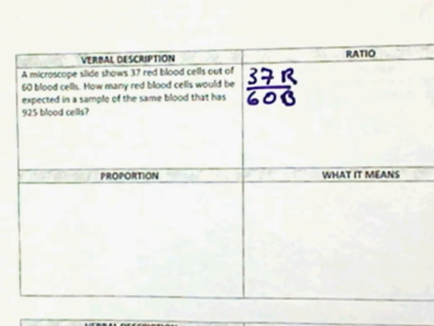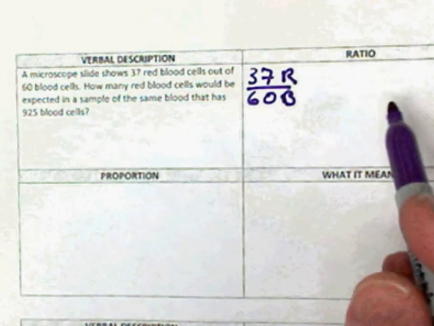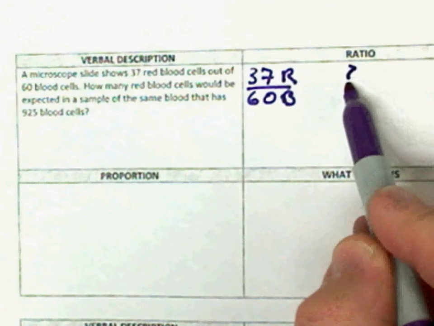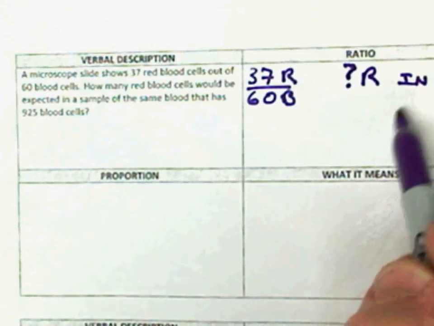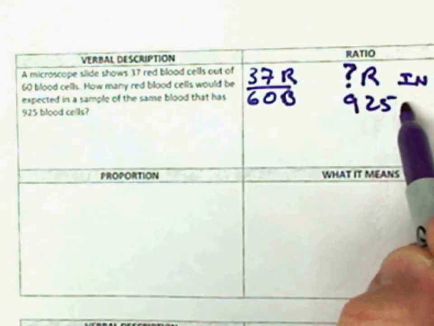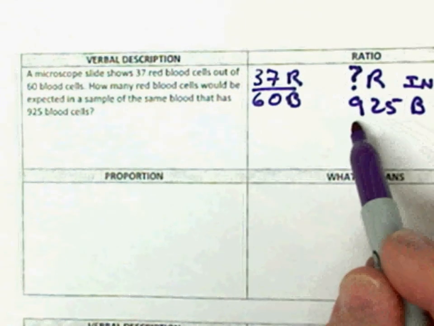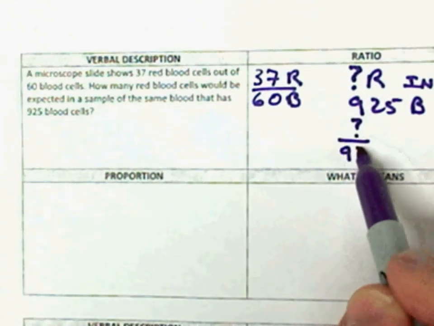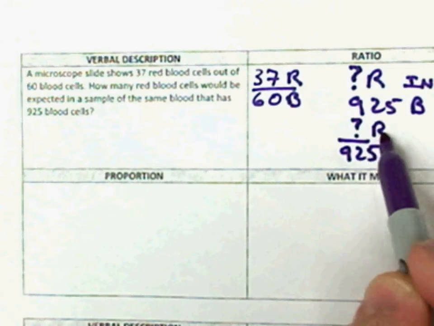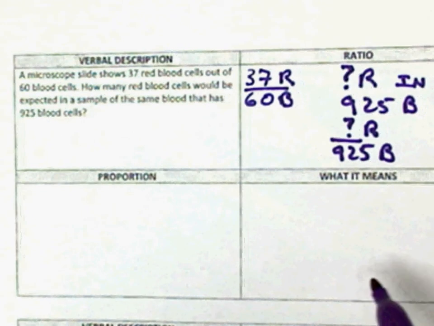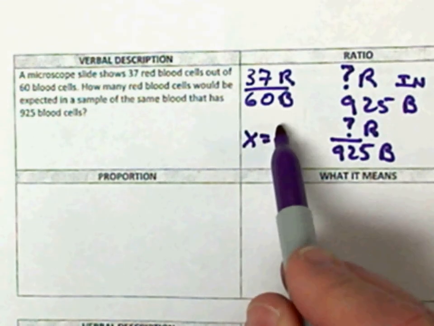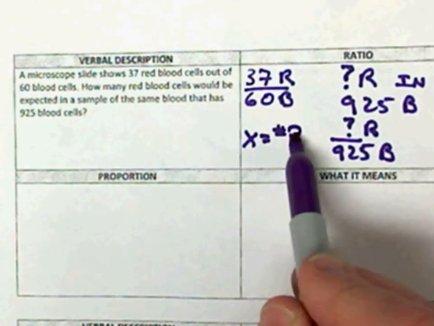All right, and what are we trying to find? What's the question asking us, Shane? How many red blood cells would be expected in a sample of 925 blood cells? Okay, so we have a question mark. How many red blood cells in 925 blood cells? So that becomes that question mark over 925, right? How many reds in 925 blood cells? So, like we did before, let X equal the number of red. We're going to define our variable. Let X equal the number of red.